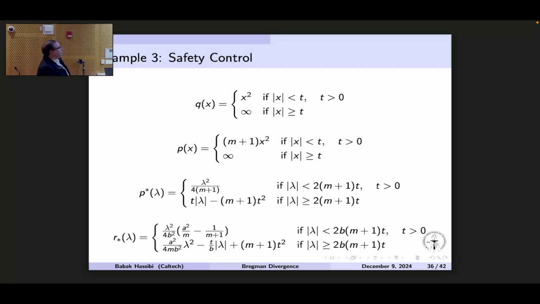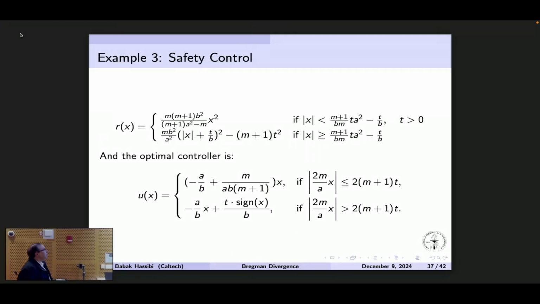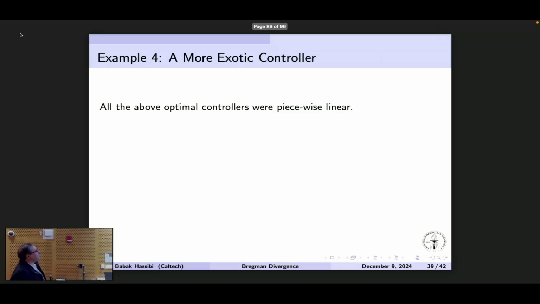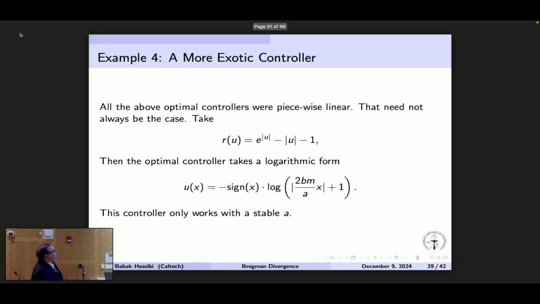And again, these are non-obvious. Okay? Now, everything I showed you was piecewise linear. It doesn't have to be. You can get more exotic than that. So I just randomly chose this: I'm putting an exponential cost on u. I don't know why you'd want to, but let's assume you do. And if you push through this machinery, this is the u that you'll get.